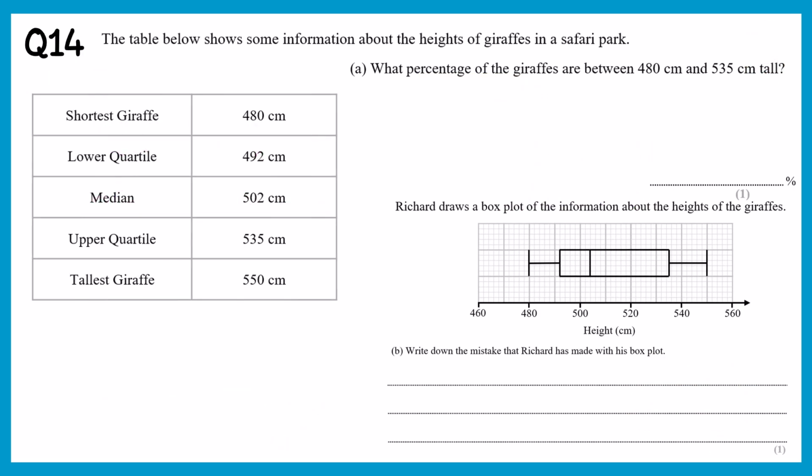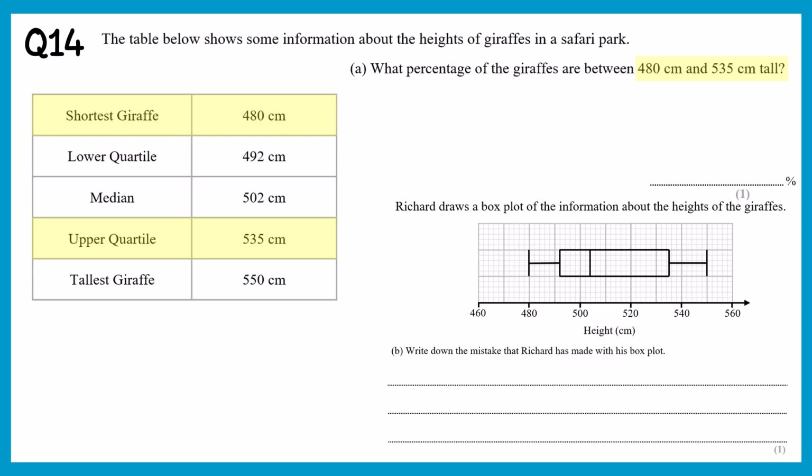In the first part of this question we need to find the percentage of giraffes that have a height between 480 and 535 centimetres. Looking at the data we've been given, we can actually see 480 was the shortest, and 535 was the upper quartile. So we just need to know what percentage of data is in between the shortest and the upper quartile.